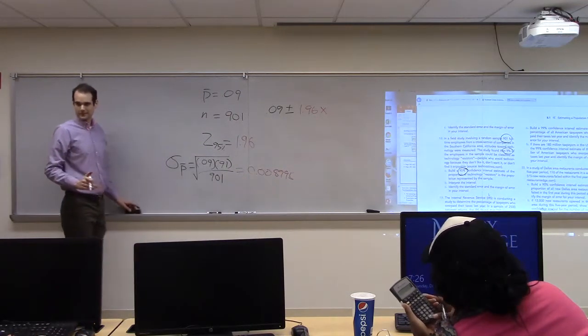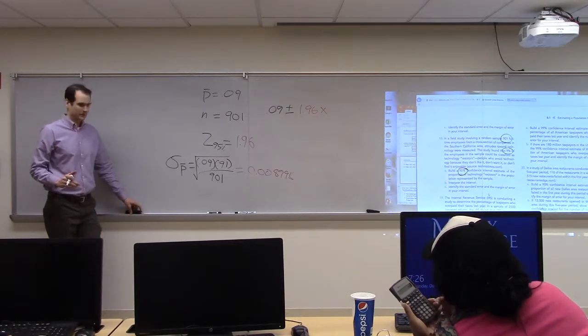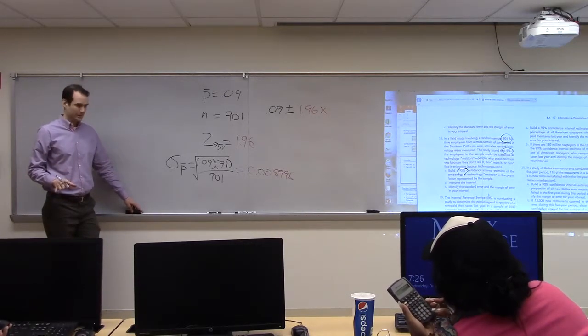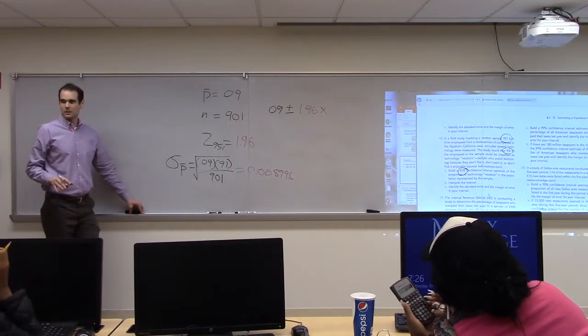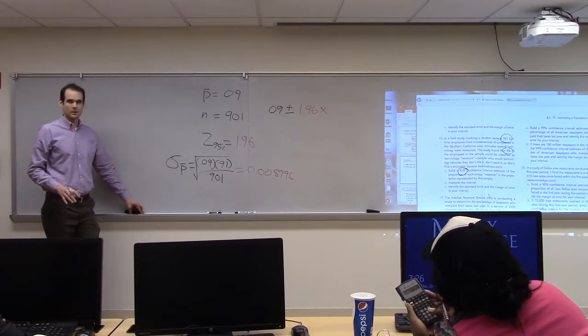I got 402. You got four zeros? Did you forget to take the square root? Oh yeah, that's what it was. With the square root, I still have 0.009535. Wait a minute.